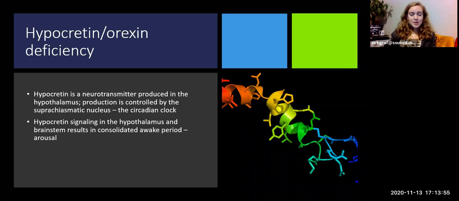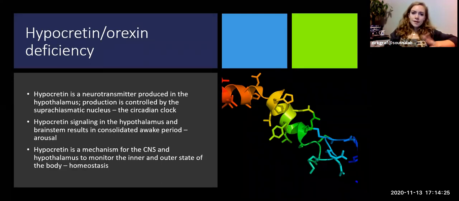Hypocretin signaling in the hypothalamus, and from the hypothalamus to the brainstem, basically results in consolidated periods of being awake. So when our brain is producing hypocretin at the normal rate, we sustain alertness. We stay awake the whole time. And when our circadian clock signals to that part of the brain to stop producing hypocretin because it's nighttime, it's time for us to start to sleep, the reduction in hypocretin signaling in our brainstem is what helps us transition into sleep.